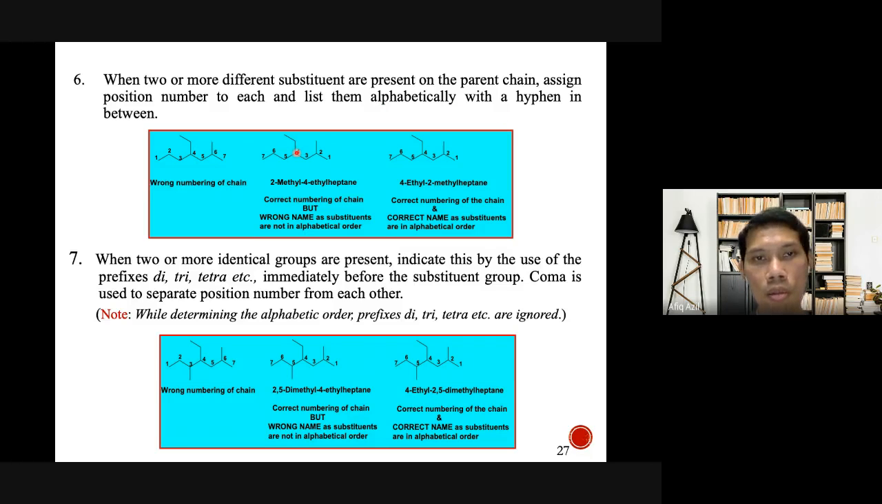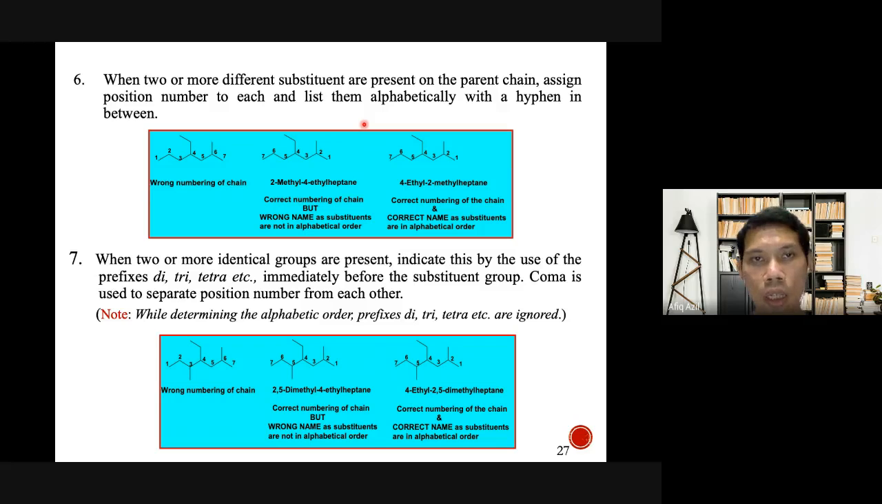So the first thing, select the longest chain. Here it is already stated that the longest chain is 7, but for this one, the numbering is wrong because instead of starting from this side, you should start from here. So you have 1, 2, 3, 4, 5, 6, and 7. Always try to give the lowest possible number to the substituents. So 1, 2, 3, 4, 5, 6, 7. So this is the correct numbering.